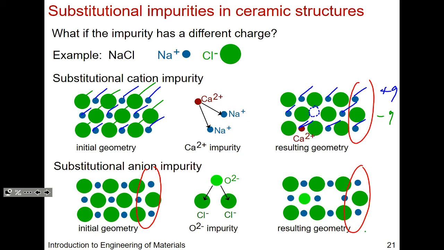Similarly for anion, if you put in an O2-, you now have to take away what was once a chloride. I'll draw that in a dashed circle here. And if you do the counting, you get to electroneutrality. Okay?